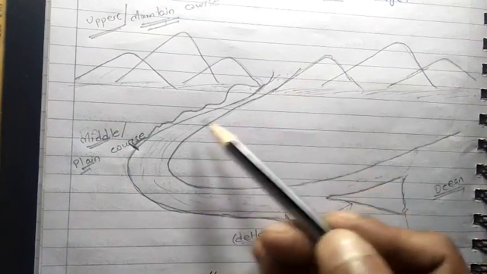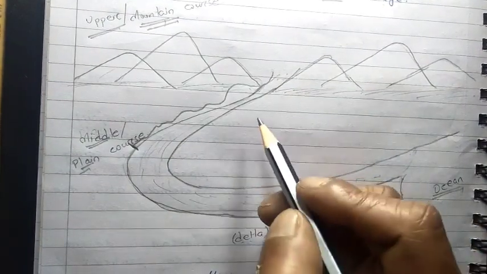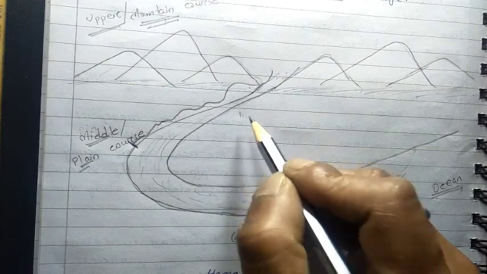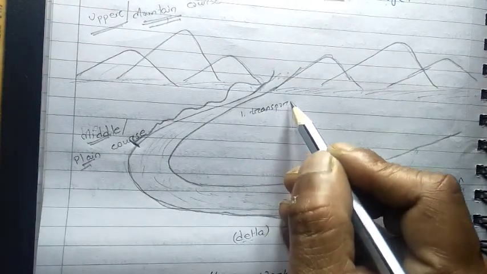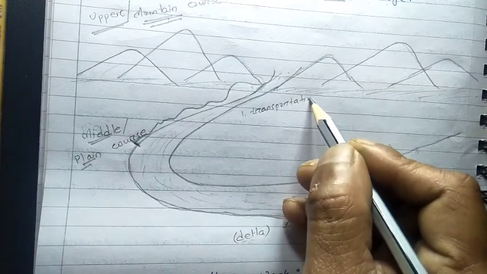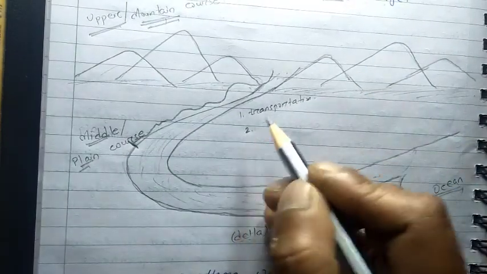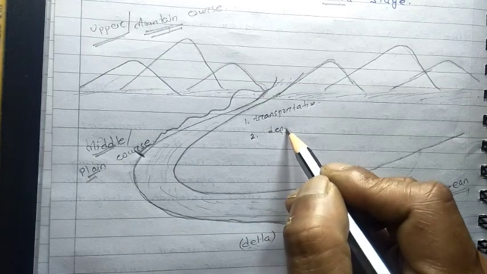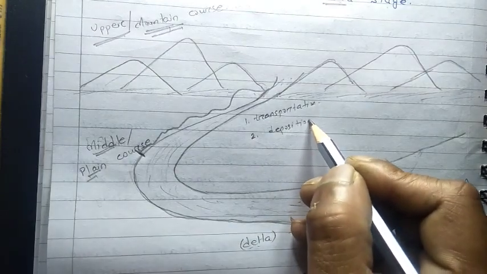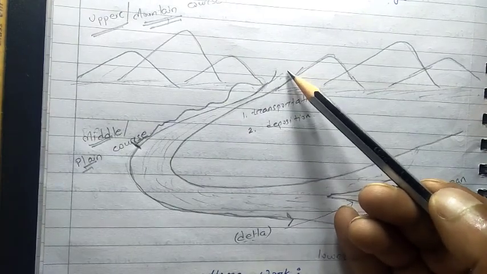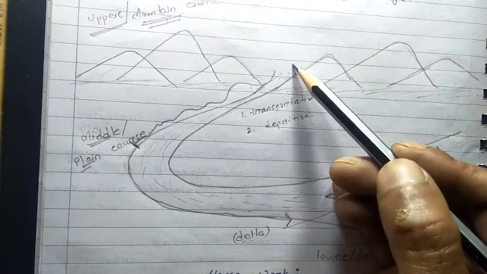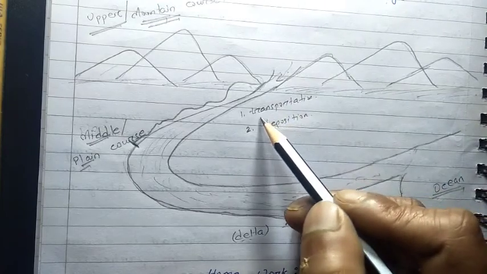Now, during this journey of the rivers, the work of the river is 2, not 3. Transportation and deposition. What it means is, when the rivers start their journey from the mountainous region, they carry different types of things with them. That's the meaning of transportation.